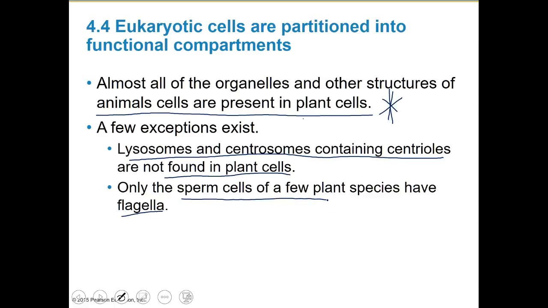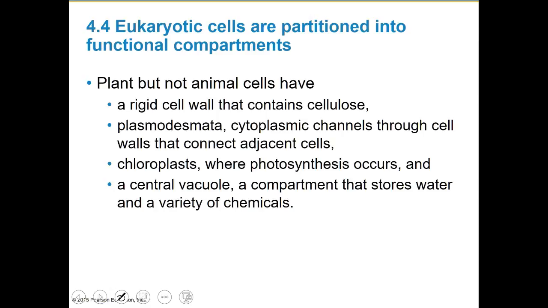Okay, so a couple of things. Some other things about plant and animal cells. Another big thing to note here: plants have a cell wall. So we're talking about plants here. They've got a cell wall with cellulose, that's sugar. They have things called plasmodesmata. They're just channels through the cell wall. Because if an animal doesn't have a cell wall, it's not going to have the channels through the cell wall. They also have chloroplasts, and they have a thing called the central vacuole, a compartment that stores water and a variety of chemicals.